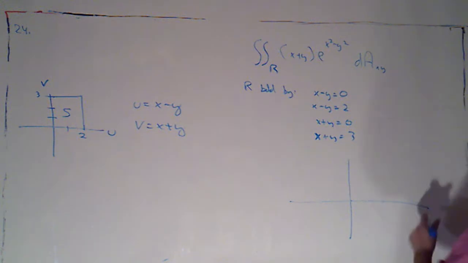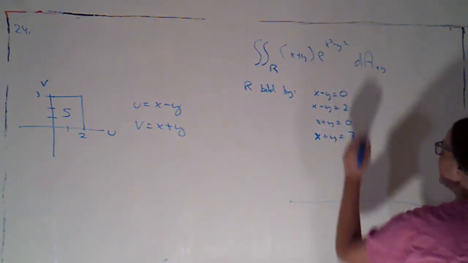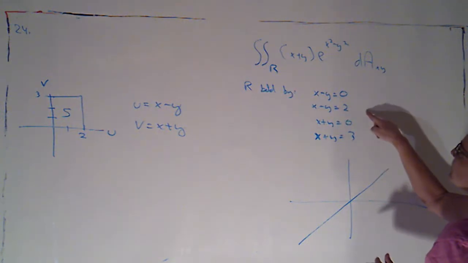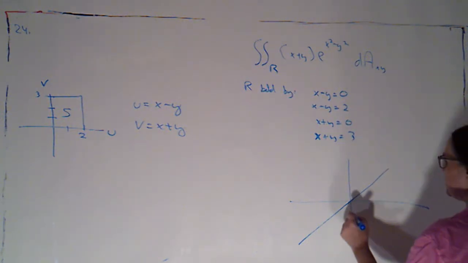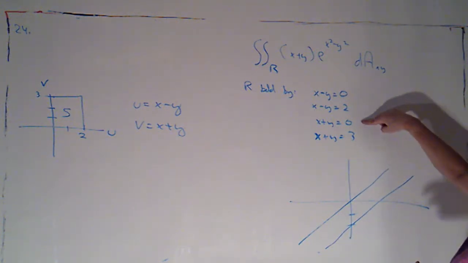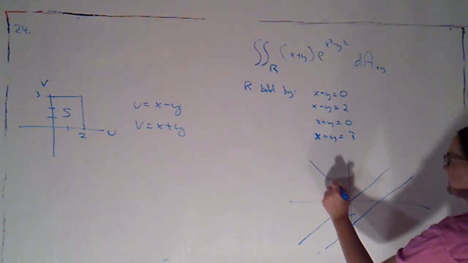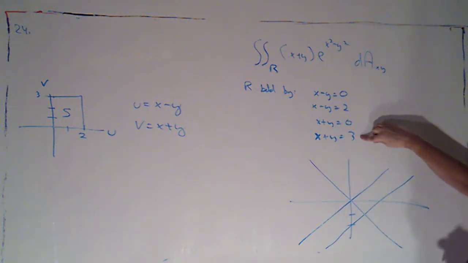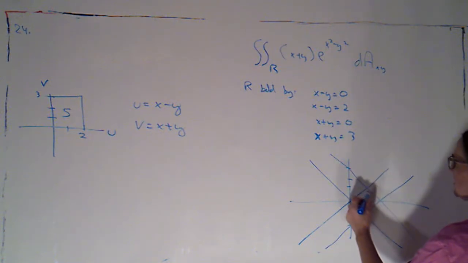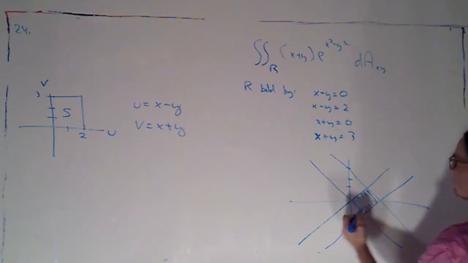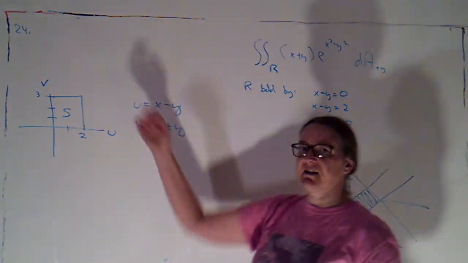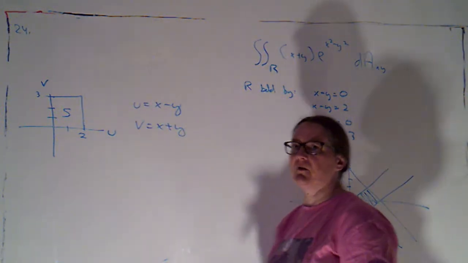Now, of course, I could actually graph R. I'm going to, just so I don't feel too lazy. This would be x equals y. This would be y equals x minus 2. This is y equals negative x. And this is y equals negative x plus 3. So we're talking about this diamond-shaped region here. It's not an atrocious region, but I like the rectangle better because I've got nice limits of integration.